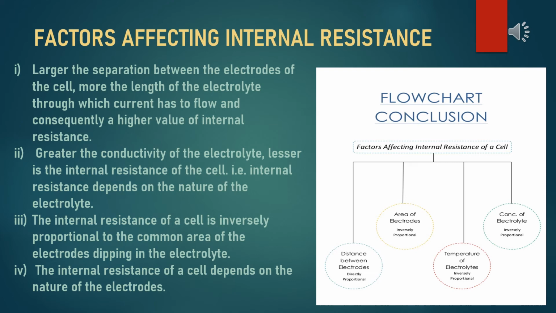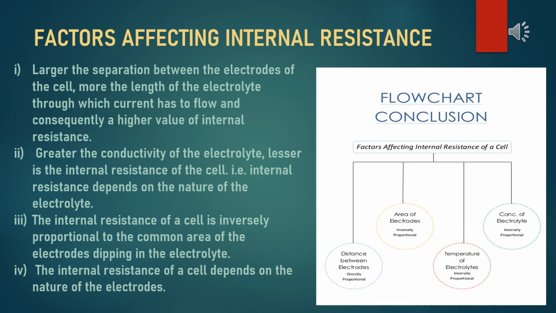Third, the internal resistance of a cell is inversely proportional to the common area of the electrodes dipping in the electrolyte. Number 4, the internal resistance of a cell depends on the nature of the electrodes. So these are the 4 factors affecting internal resistance.